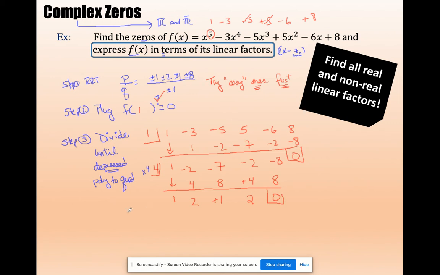So what have I reduced to? I started with an x to the 5th. This was an x to the 5th. I resulted with an x to the 4th. I divided by a linear factor. So what is this? This is an x cubed, right? So what I would do for real is I would go back to my P over Q list and I would plug and chug again. But I'm going to tell you that negative 2 is another 0.